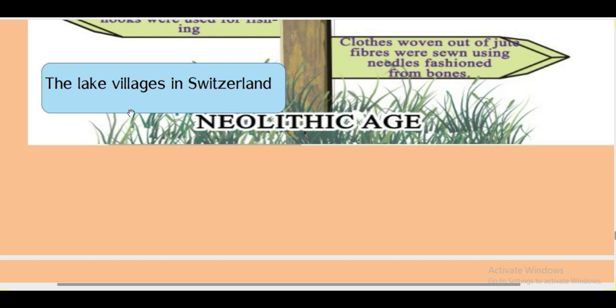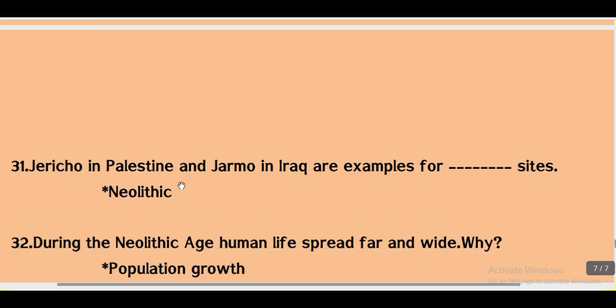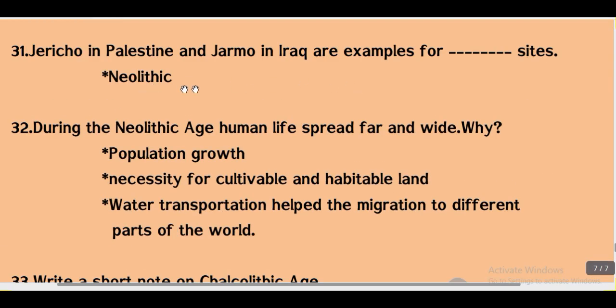Jericho in Palestine and Jarmo in Iraq are examples for dash sites. Neolithic. During the Neolithic age, human life spread far and wide. Why? Population growth, necessity for cultivable and habitable land, water transportation helped the migration to different parts of the world.